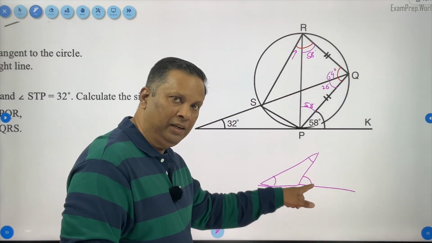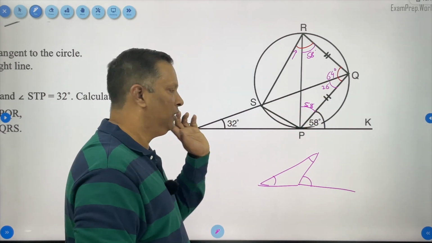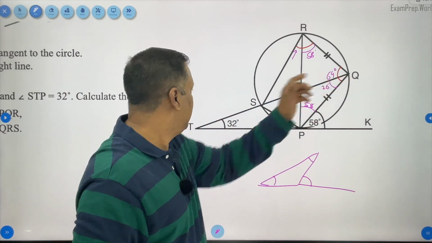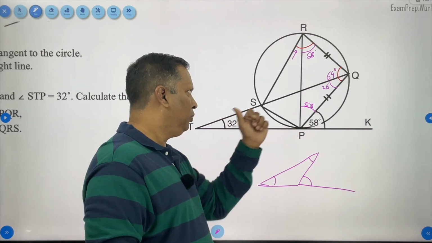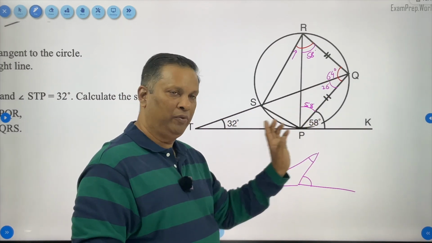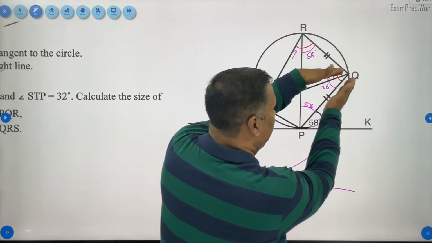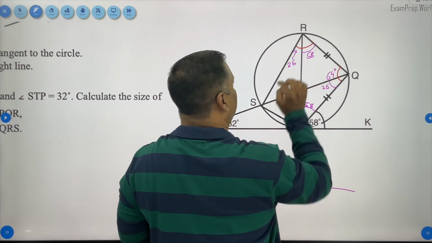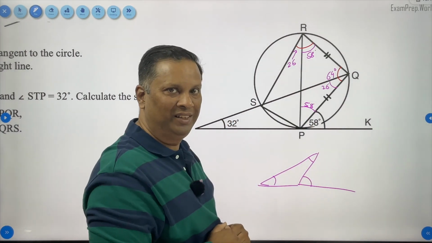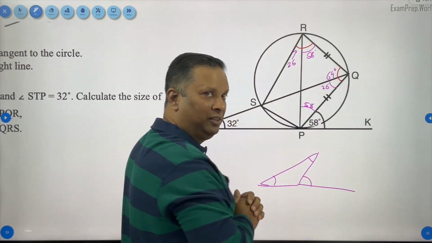Exterior angle of a triangle is equal to sum of interior opposite angles. So 58 should be equal to 26 plus 32. I'm using this big triangle TQP. What are the interior angles? 32 and 26. They sum up to 58. Now look, SP is creating 26. SP is also creating here, so this should be 26. Right? Chord SP is creating one angle at Q and it is also creating at this place 26.